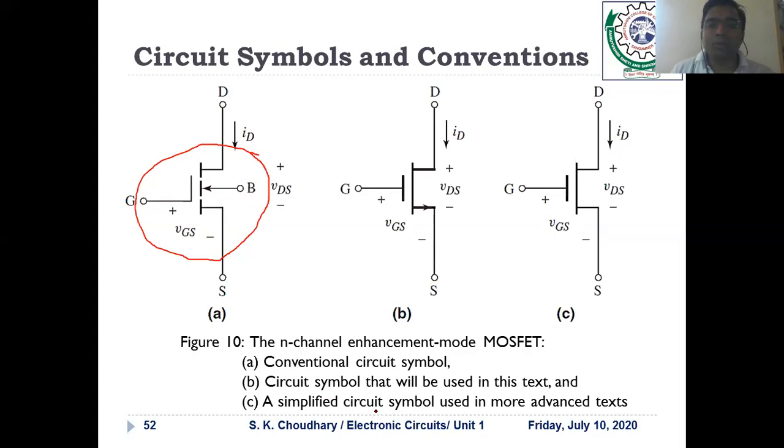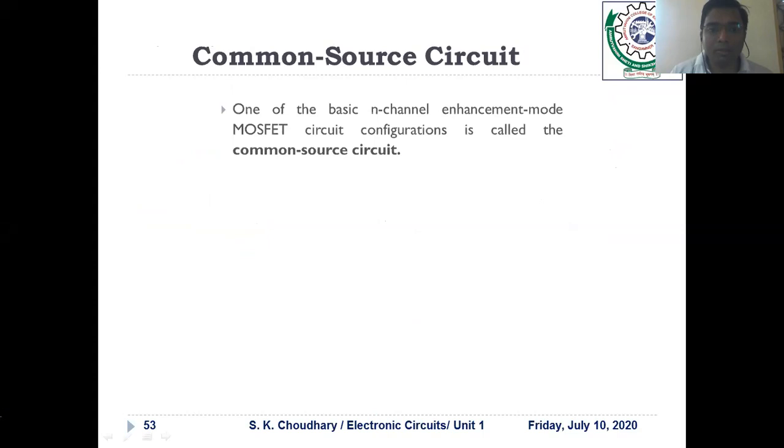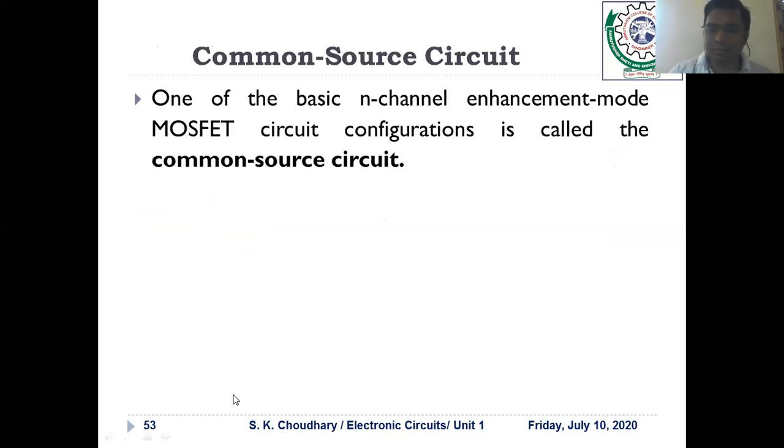Now we have learned the construction of the MOSFET, and we have learned the ID-VDS characteristics of the MOSFET in the ideal case. Now we move to the circuit. The most basic circuit using the N channel enhancement type MOSFET is the common source circuit. So this common source circuit is what we are going to learn today. One of the basic N channel enhancement type MOSFET circuit configurations is the common source.